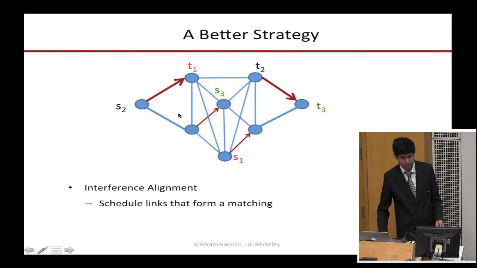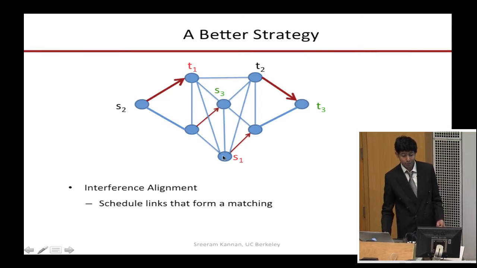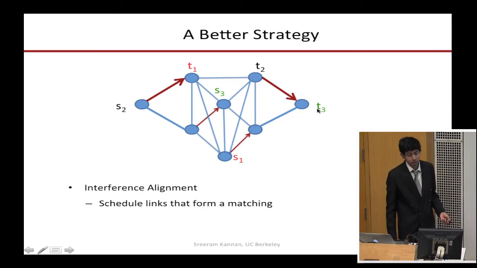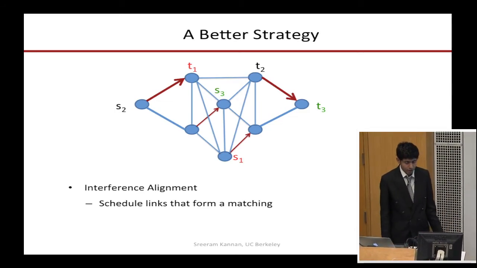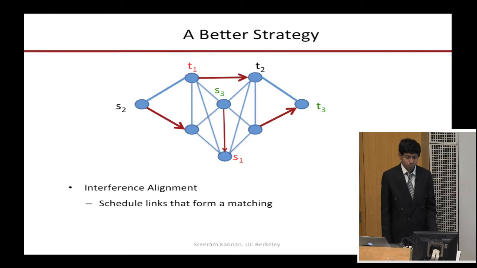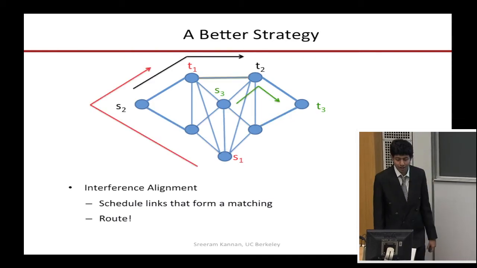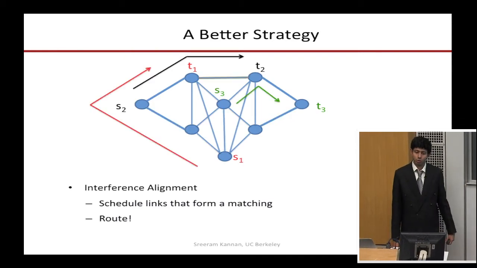So what we do is we take a general network, we find a subset of links that can be scheduled using interference alignment. For example, this link, this link, this link, and this link. So 4 links can be scheduled simultaneously in this example using interference alignment. And then we schedule different links using maximal matchings in this graph, which are basically related to alignment. And then we route information through this.